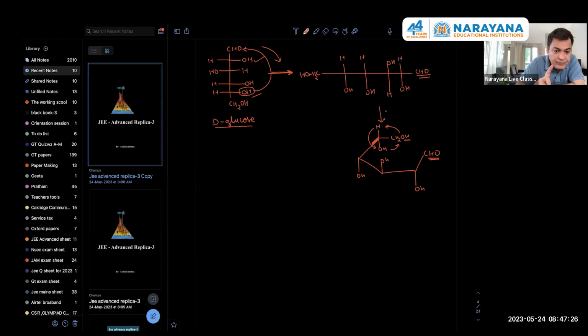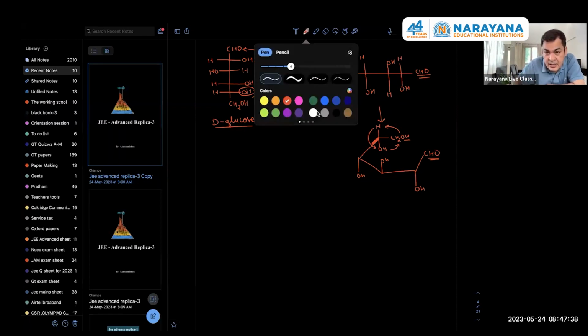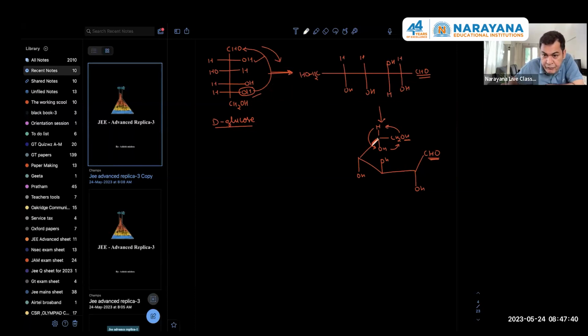You know that rule? In optical isomerism, if you keep one fixed and rotate the other three in any direction, that won't change the configuration. So I am just changing the color. If I keep this bond fixed and rotate the other three, that won't change the configuration. If I do it like this, now I'm getting the picture like this.